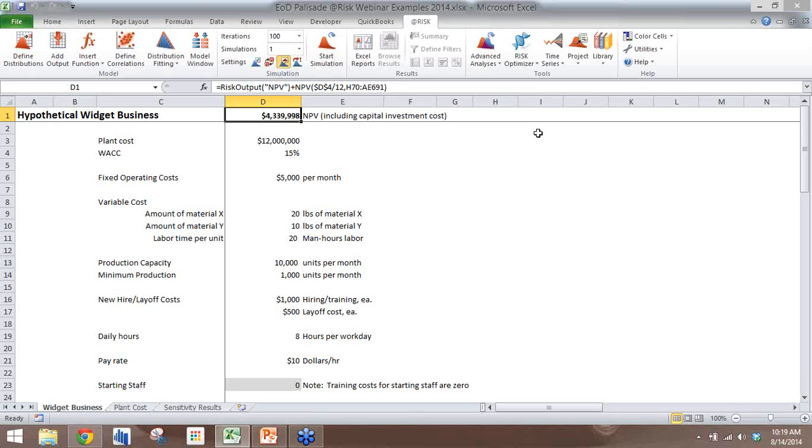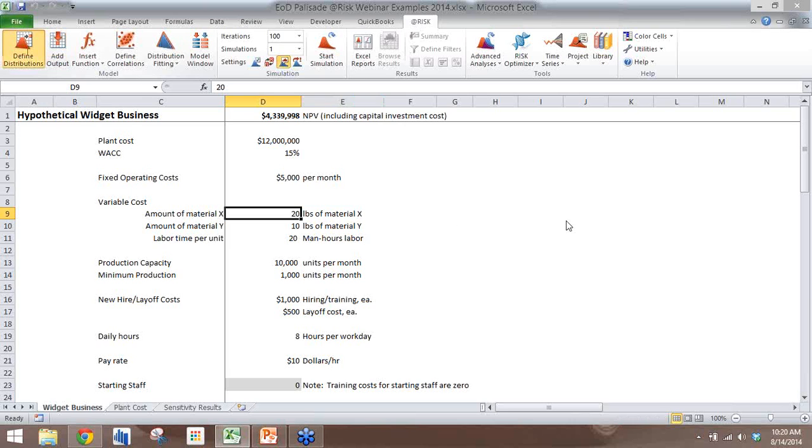Okay, we now have at risk. We have the menu bar activated. So what I've decided to do, just by way of using this example, I'm going to select a subset of those key inputs to vary in at risk using selected distributions. And what I'm going to start with, first of all, is these variable quantities necessary to produce the widgets. And so what I'm going to do first is select this 20 pounds of material. So let's say I'm not really sure it takes 20 pounds. There's some distribution around that.